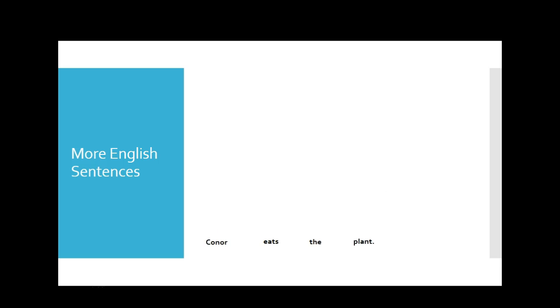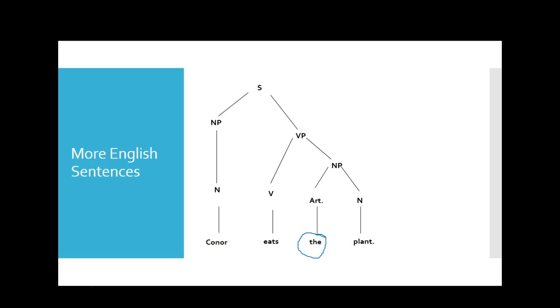What if I say Connor eats the plant? Now I have an extra word in here. This is called an article, and it usually comes before a noun that is not a name. The book, the car, the cat, etc. But if we look at the X-ray, we see it pretty much has the same structure as the last sentence.